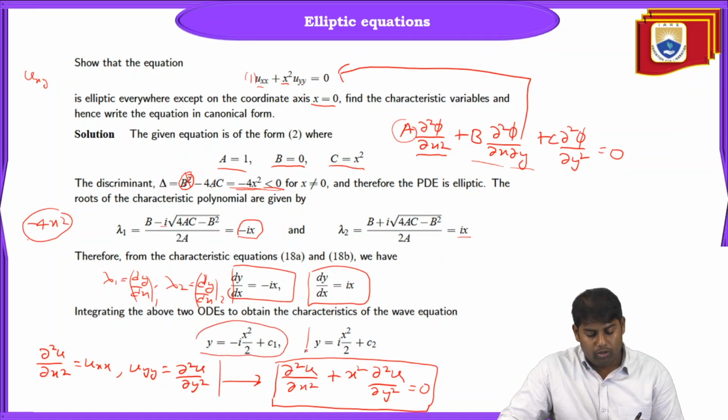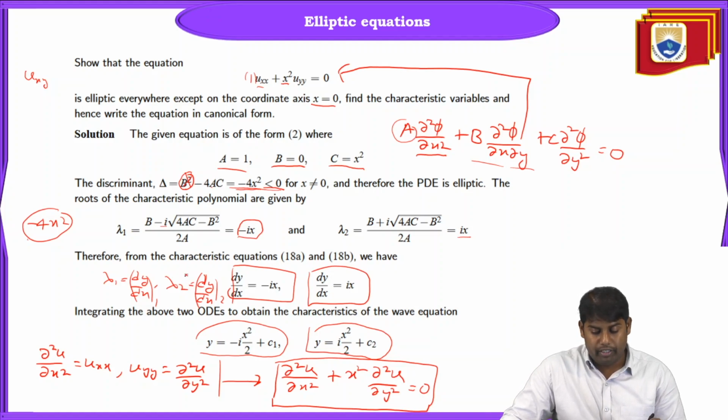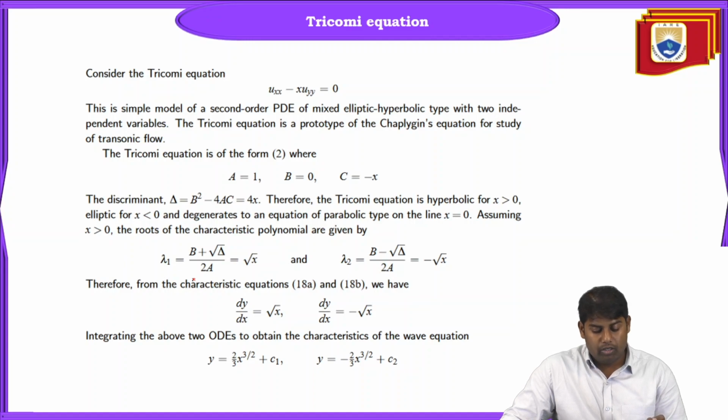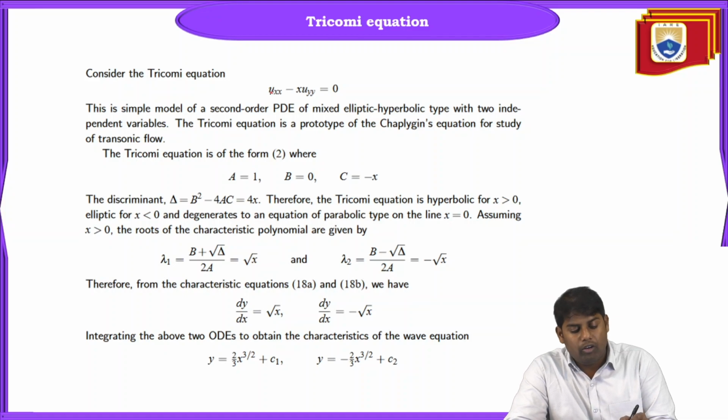Okay, so these are the equations corresponding to the elliptic equations, when you perform this discriminant and get the characteristic equations. So this is what we have. Next, let's see the Tricomi equation. Basically, it's somewhat tricky.